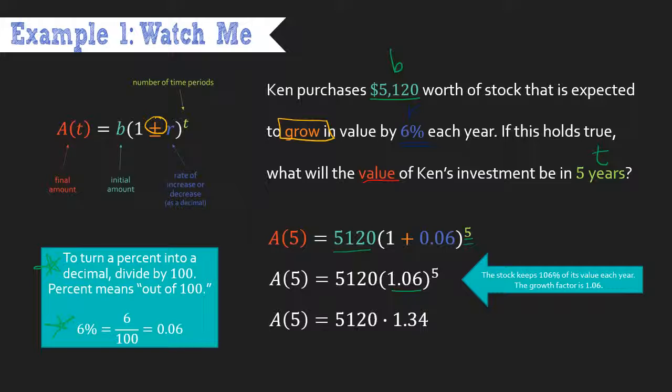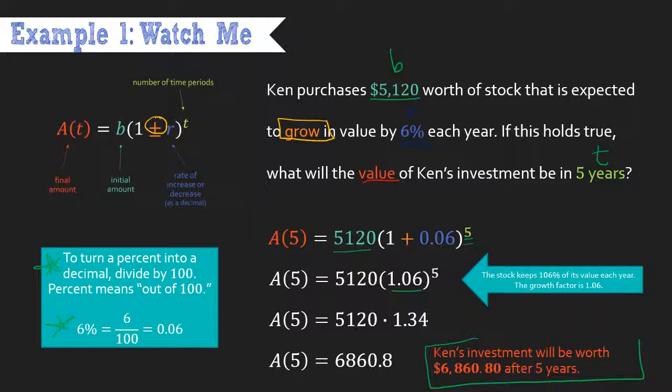Then we just evaluate, so 5120 times 1.34, and that's going to give me 60.8, or in other words, $6,860.80 after 5 years. So he initially invested that 5,120, and after 5 years, it's now worth $6,860.80.